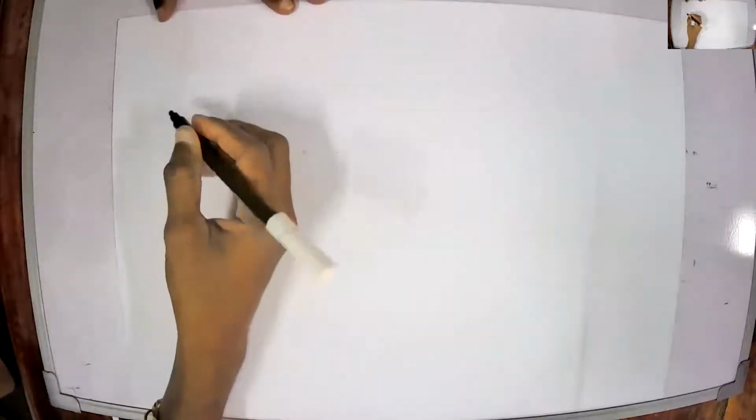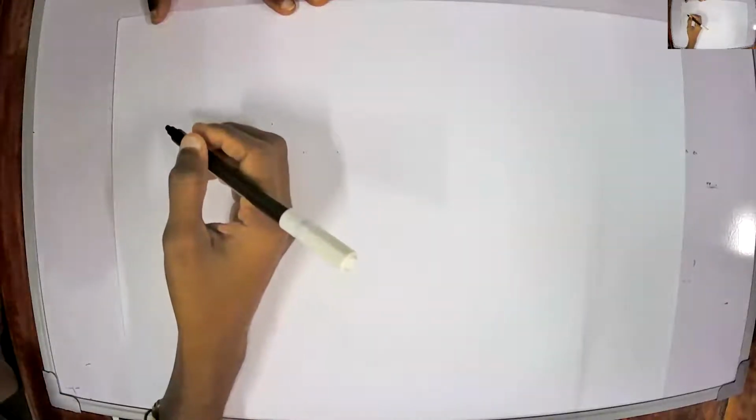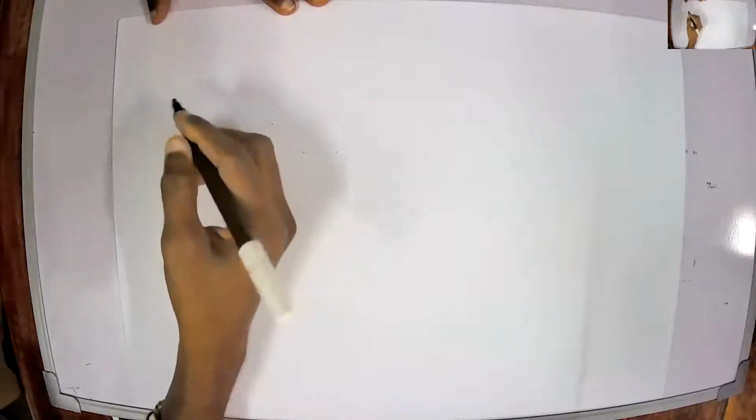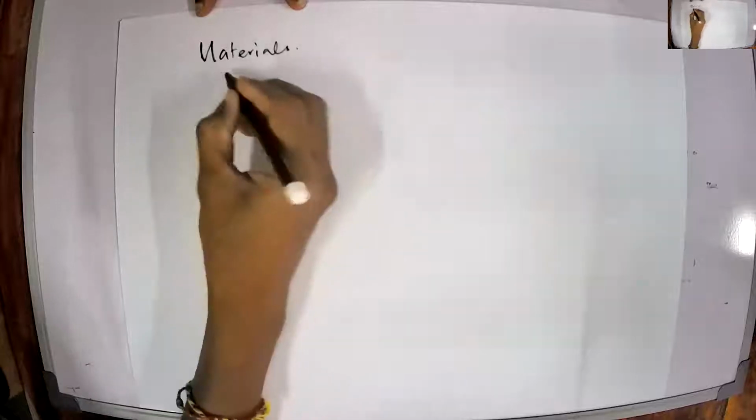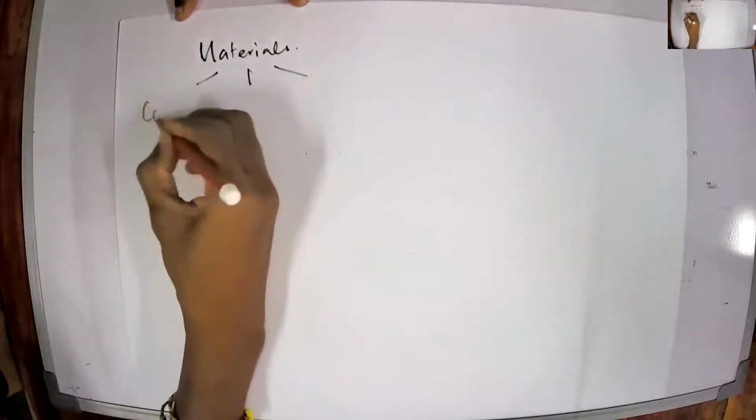Right. So in this chapter, we are going to see about electronic materials, PN junction, and their applications. As you all know, based on conductivity, we can divide the materials into three. One is conductor.